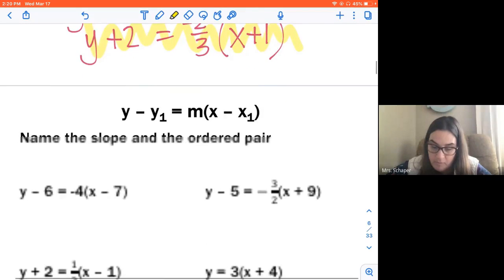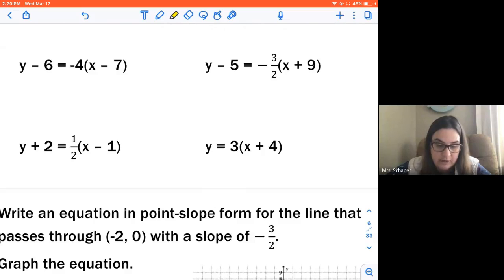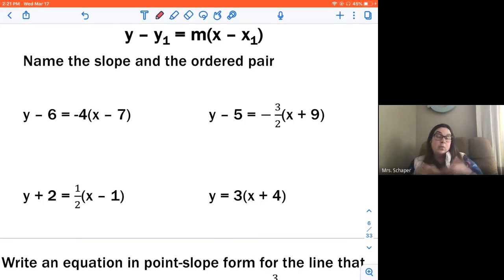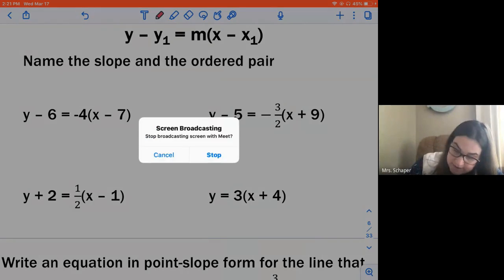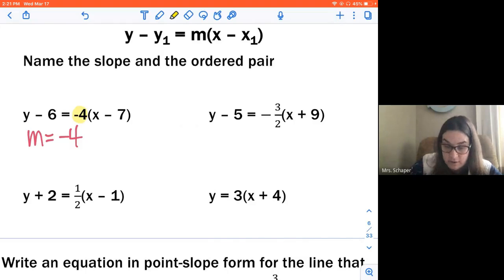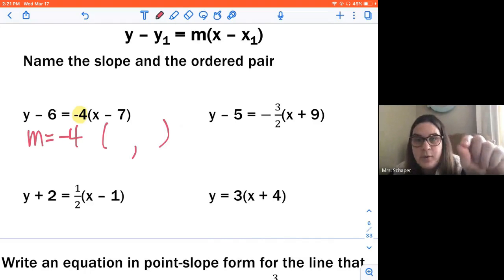All right, we just have a couple more that we're going to talk through here, and then we're going to give you some time to work. So in this example, we're going to go the opposite way. We're going to give you the equation, and we want you to identify the slope and the ordered pair. So for this number 1, we've got m equals negative 4, because it's always the number before x, before the grouping symbol.